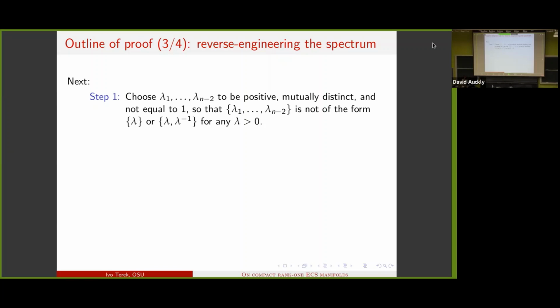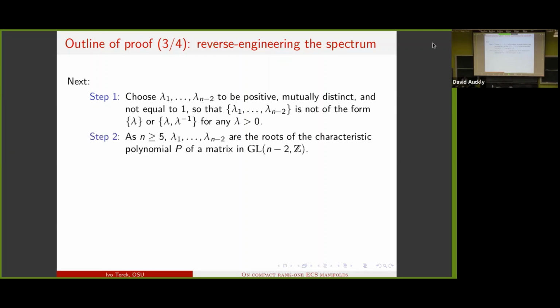We assume that they're not equal to 1, and they're not of this form. Like, you don't really want repetitions of those eigenvalues, because the point is we want to build things in such a way that all those operators are diagonalizable, and this is one way to ensure this happens. Now, next, since the dimension is greater or equal to 5, that's one of the assumptions in our theorem, those things are actually realized as the spectrum of an operator, of a matrix that actually preserves a certain lattice. So you see, our goal here is to reconstruct gamma, and the first thing we do is to reconstruct sigma.